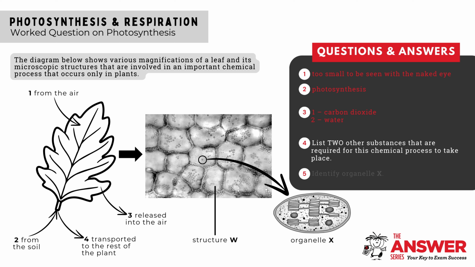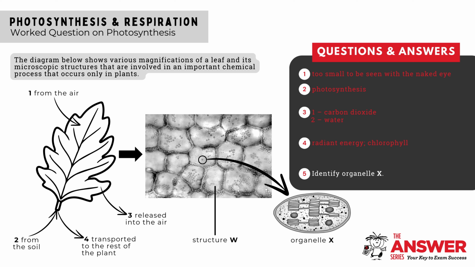Question 4. List 2 other substances that are required for this chemical process to take place. From the content we've discussed, we know that there are 2 reactants to photosynthesis that help to activate the process even though they don't directly take part in it. And that is the radiant energy or light energy from the sun, as well as chlorophyll inside the chloroplasts.